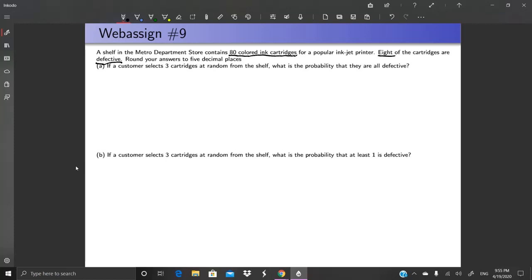So part A says if a customer selects 3 cartridges at random from the shelf, what is the probability that they are all defective? Okay, so we're selecting 3. We're asking ourselves what is the probability that they're all defective. So we do that whole thing again. Let E, just standard, be the event of selecting 3 defective cartridges.